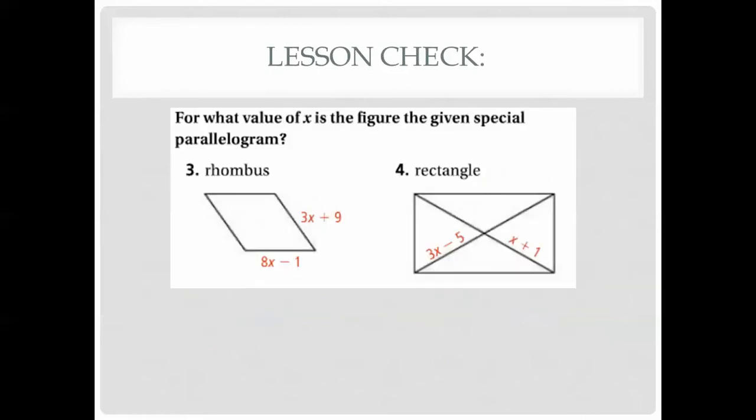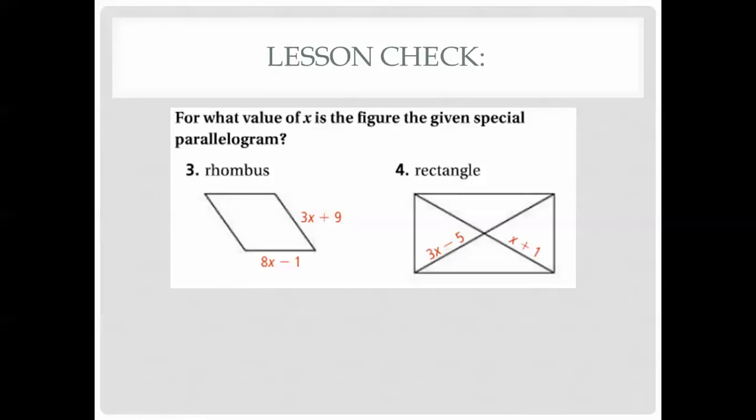All right, number 3 and 4 here. For what value of x is the figure the given special parallelogram? So for number 3, for what value of x is it a rhombus? And for number 4, for what value of x is it a rectangle? Go ahead and pause the video, answer these 2 questions, and then we'll see how you did.